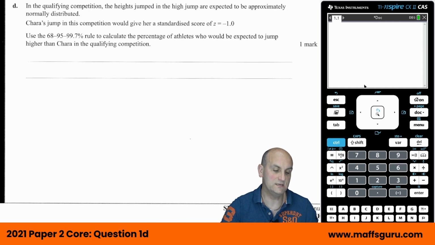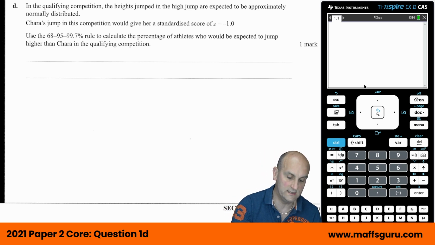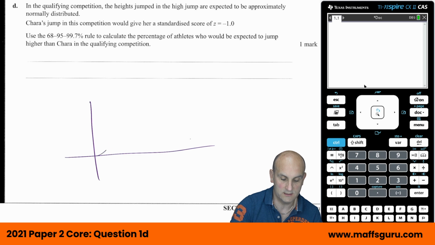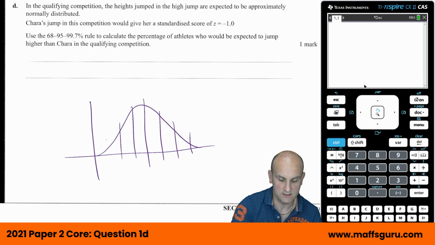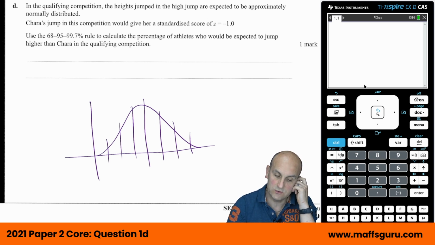In the qualifying competition, the heights jumped in the high jump are expected to be approximately normally distributed. Okie dokie, normally distributed. There we go. Chara's jump in this competition would have given a standardized score of -1.